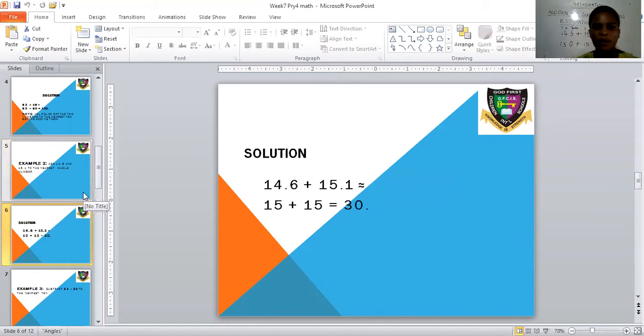Now, look at the solution, just like what we have on the board. It said 14.6 added to 15.1. That will approximately give us 15, which is what we have here. 14.6 is closer to, approximately, 15. 15.1 is also approximately 15. So now we're adding 15 plus 15, which is equal to 30. Is that taken? Good. Now let's look at another example.